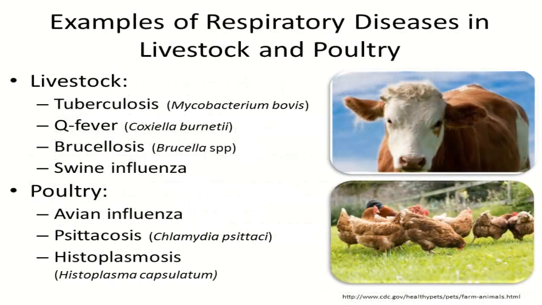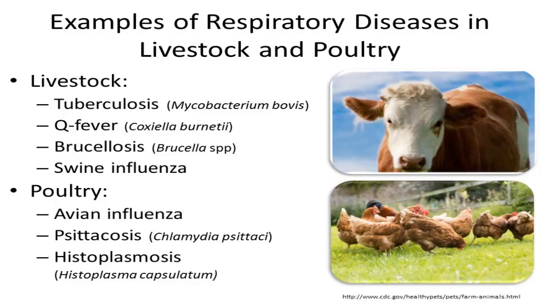Listed on this slide are several zoonotic diseases that can be aerosolized. In livestock, important diseases include tuberculosis, Q fever, brucellosis, and swine influenza. There are federal eradication programs in place to reduce the incidence of tuberculosis and brucellosis. And as a result of these programs, most states are tuberculosis and brucellosis free.